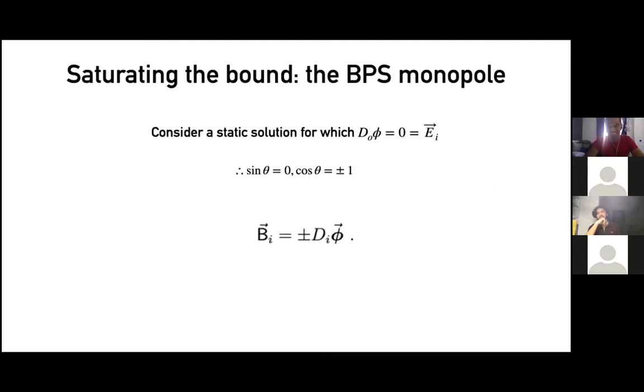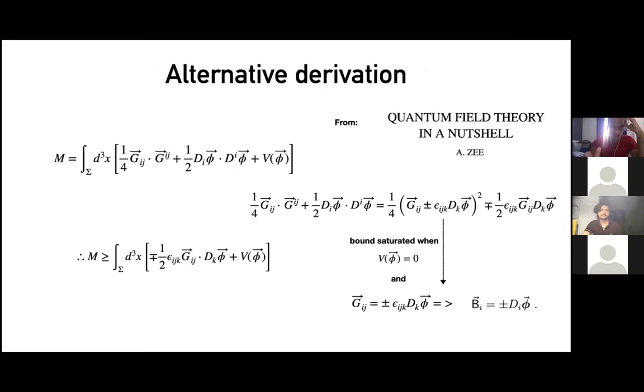Now let's look at how you get this from just field theory, and I take this from Z's textbook. So he used a different way of deriving this bound, which doesn't involve throwing away the potential until the very end. Basically you just say that here's your mass, put e squared and b squared into this GG term, because that's what it is. And you rewrite g squared plus di phi squared by adding and subtracting epsilon d phi.